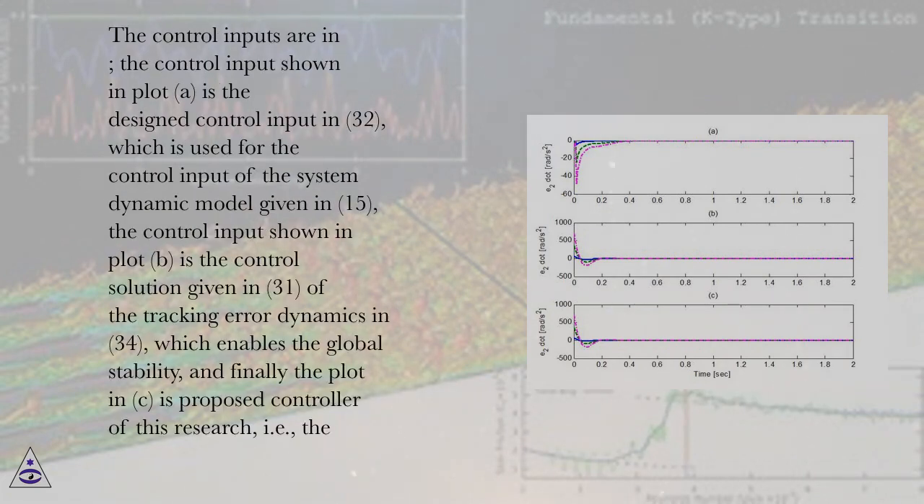The control inputs are next. The control input shown in plot A is the designed control input in 32, which is used for the control input of the system dynamic model given in 15. The control input shown in plot B is the control solution given in 31 of the tracking aerodynamics in 34, which enables the global stability. Finally, plot C is the proposed controller of this research, i.e., the closed-loop adaptive tracking control input designed in 35.